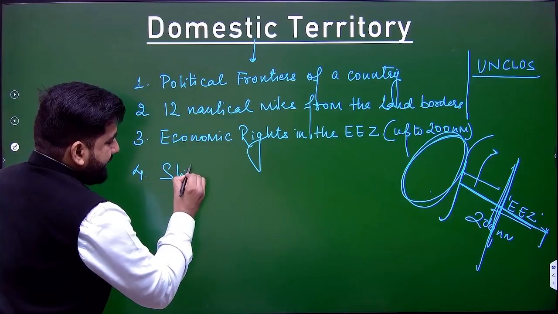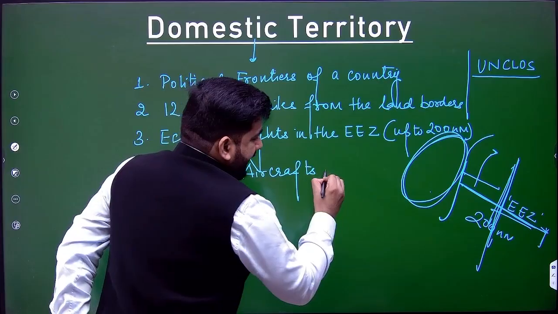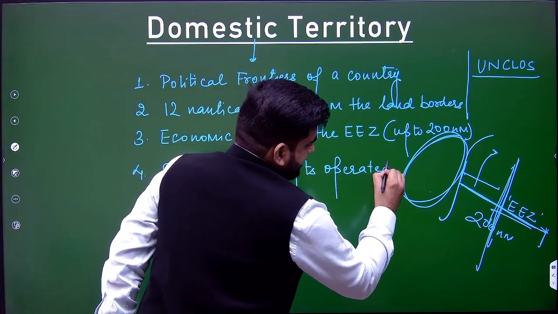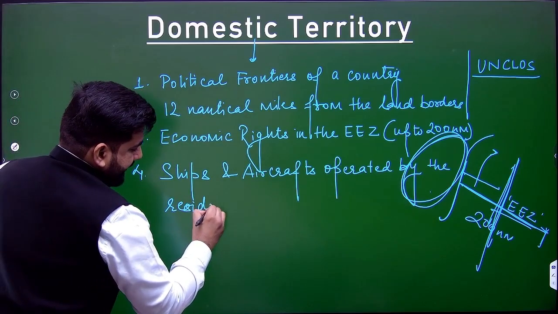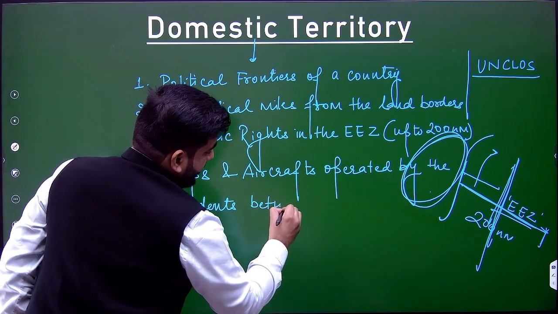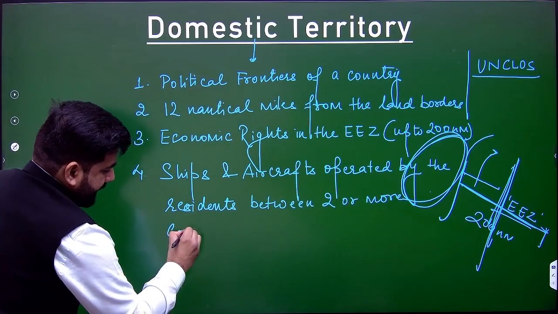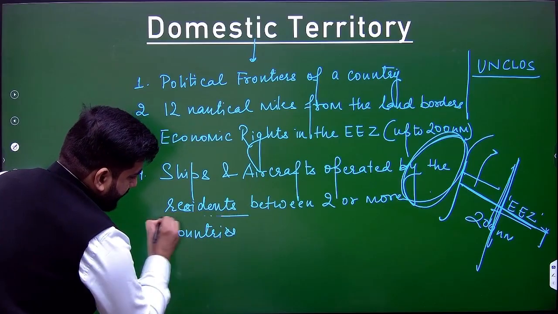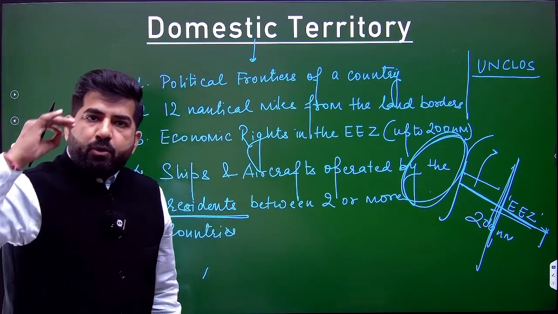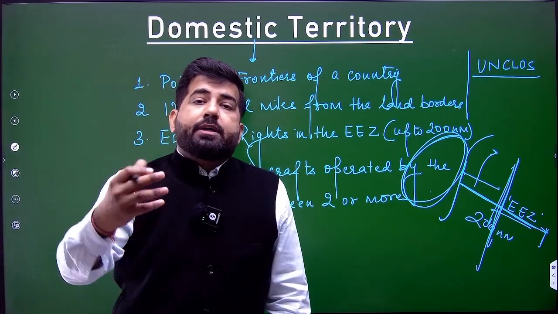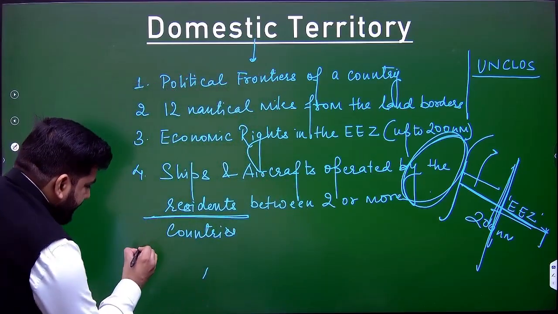So here I am writing: ships and aircraft operated by the residents between two or more countries. This is a very important thing. Remember this example: the ticket which I booked on Emirates will not go into India's GDP calculation. Clear? Then fifth, one more thing.